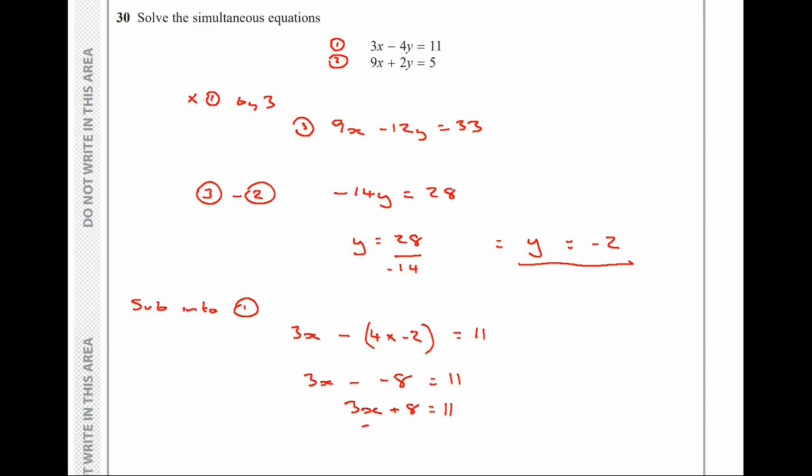We can now say that 3x equals 11, move the 8 across, is minus 8. So 3x equals 3. Therefore, x equals 1. And that is the second part of the answer.